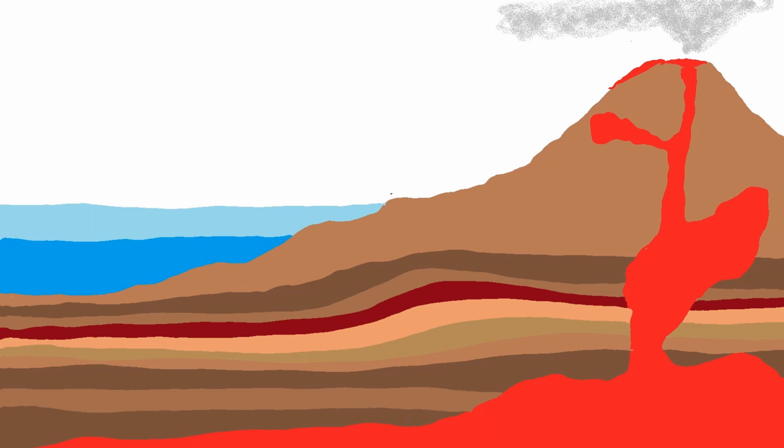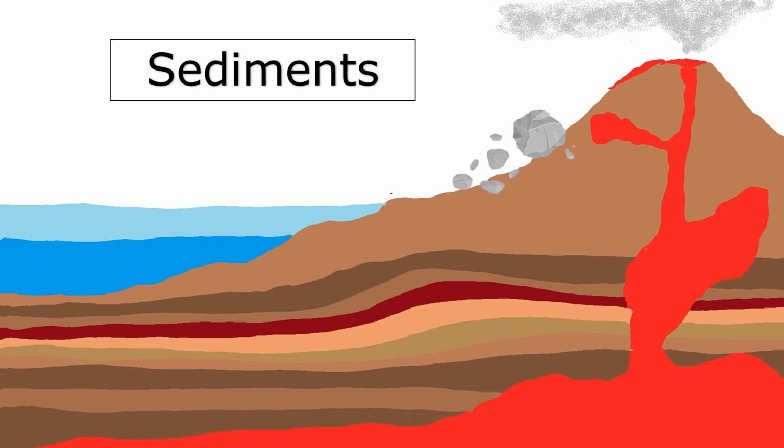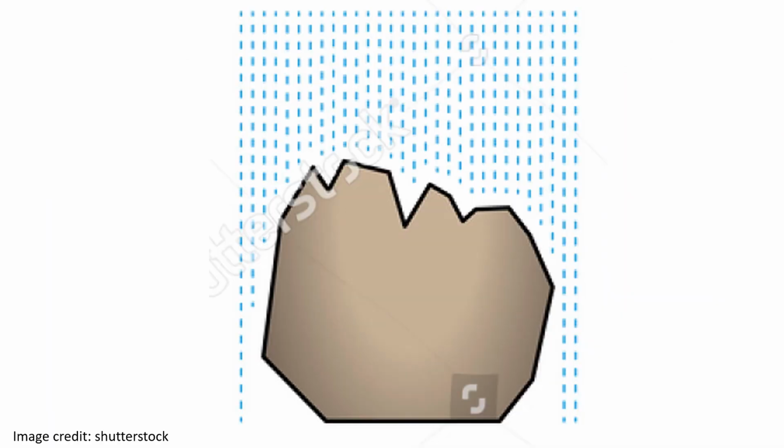Now, let's talk about sedimentary rocks. Sedimentary rocks are created from sediments, or tiny broken up bits of dirt, rock, and minerals. These sediments travel from high places to low places through the forces of gravity, water, or wind. And as the years pass, these sediments get pressed together and harden, turning into solid rocks.